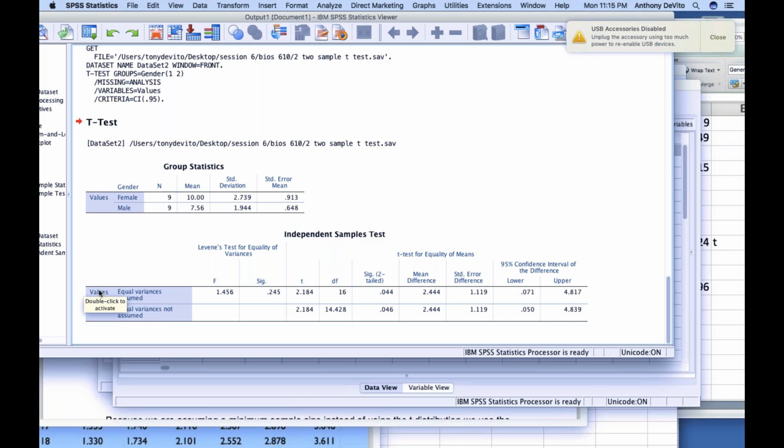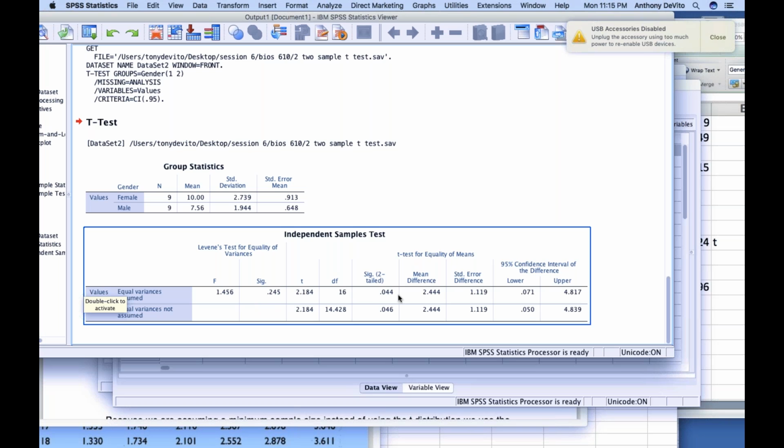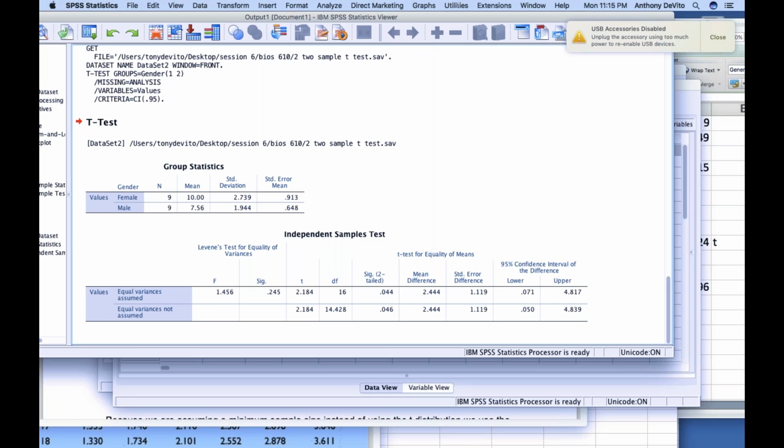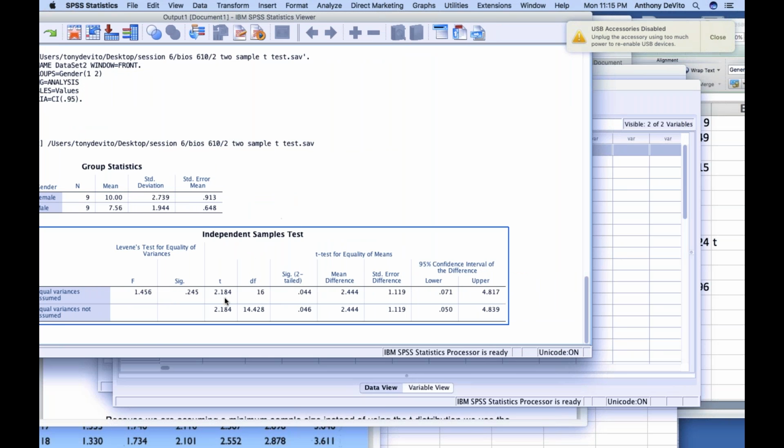So that means that we would use the top row here for our t-value calculations, rather than the bottom row, where we would have rejected equal variances and said they're not assumed. We would use the bottom row if that had been less than 0.05. So we're going to use the top row. Notice there's not that much difference anyway. So the t-value is 2.184, with 16 degrees of freedom. Remember, 18 minus 2. And the significance comes out to be 0.044. In other words, the probability of being wrong if we reject the null hypothesis is 0.044.